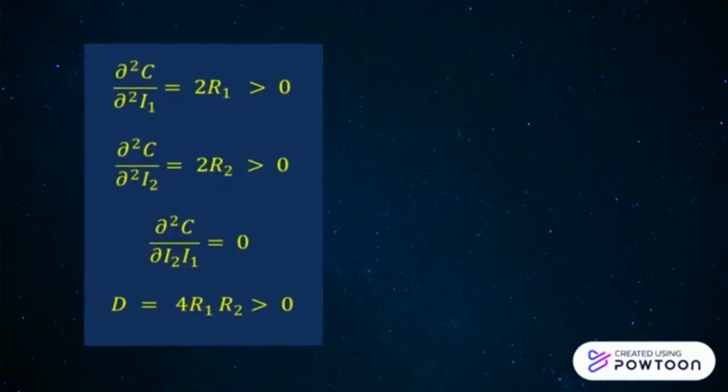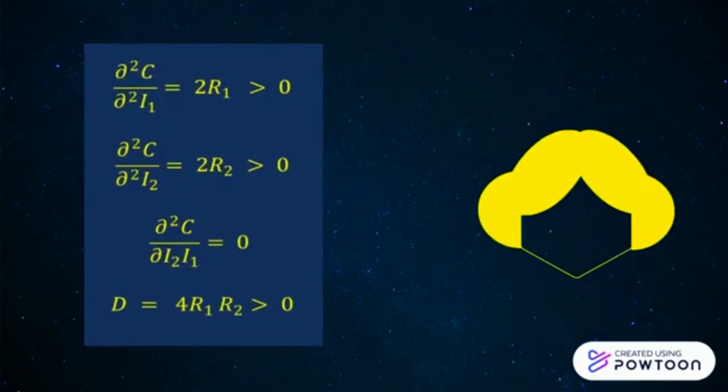And also, we apply the second derivative test. The second derivative and the D are positive. Hence, it is proof that the result will be the minimum energy loss.